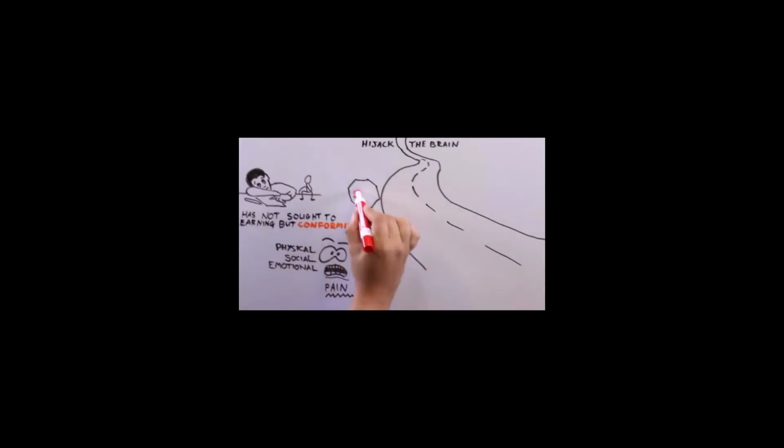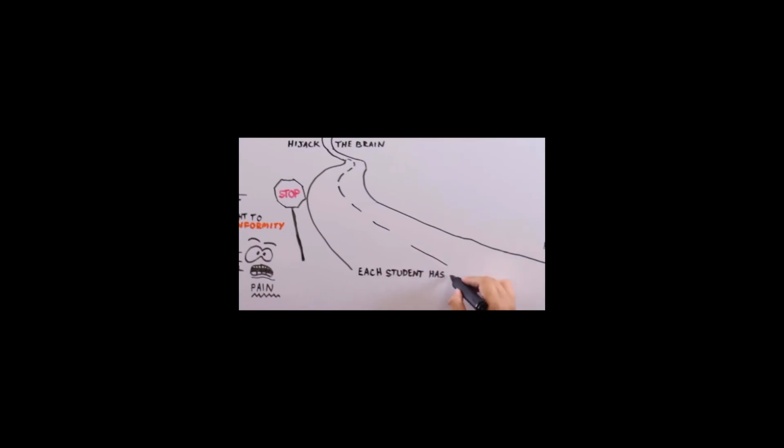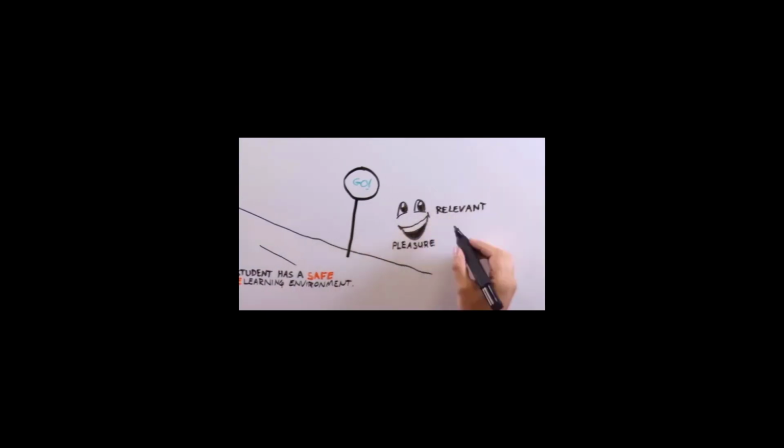To stop this from happening, we must begin by ensuring that each student has a safe, risk-free learning environment. So that leaves pleasure as the best way to engage the brains of our students. To make learning pleasurable, it must be relevant, meaningful, and enjoyable. So just ask yourself one simple question: would I enjoy sitting in my class all day, every day? But remember, every brain is unique.